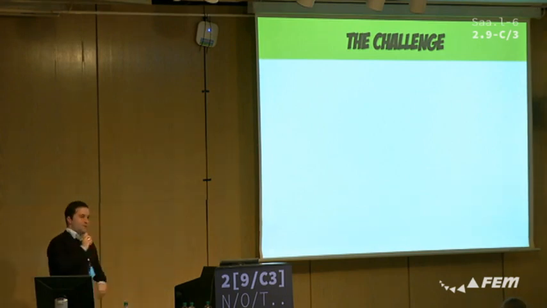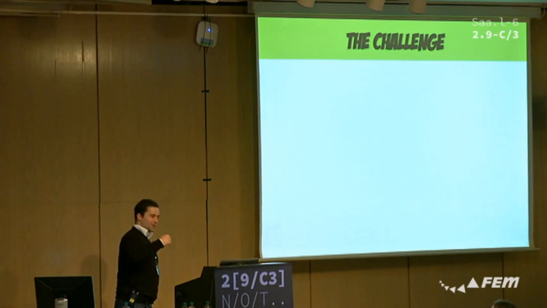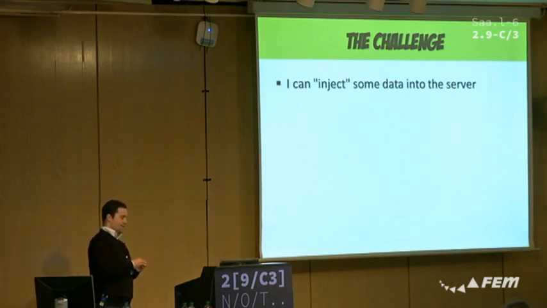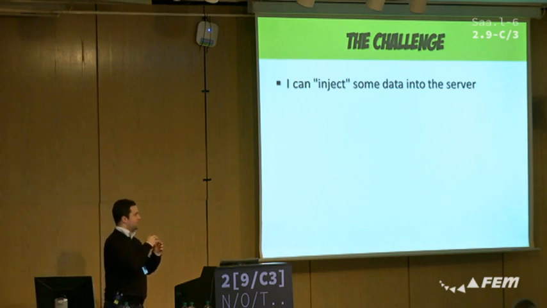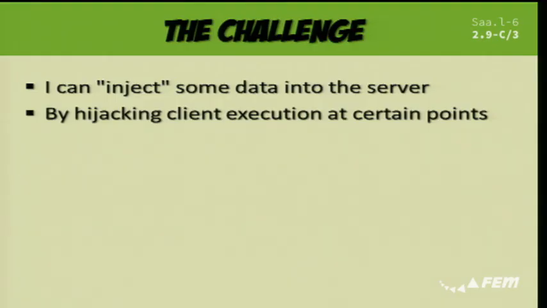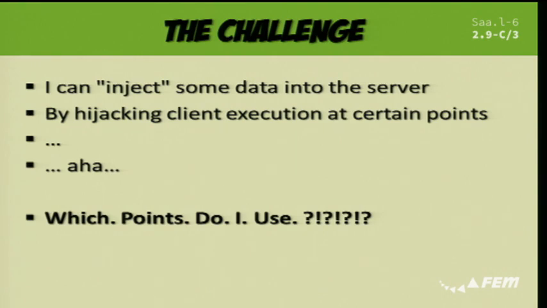Okay, so the challenge. We're getting close to the experiment, which means I'm going to talk a little bit less. The challenge is exactly this. I was saying I can inject some data into the server. Why? Because I can inject some data into the client, which is going to process this, create valid packets, and send them through the network. The question is, which points do I use? The whole thing boils down to finding exactly what functions, what exactly points you can modify.